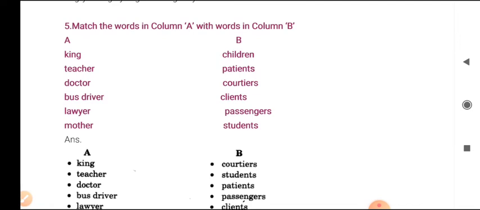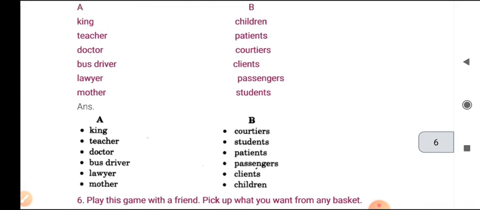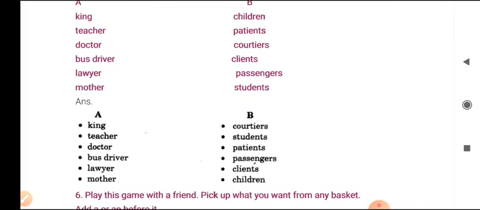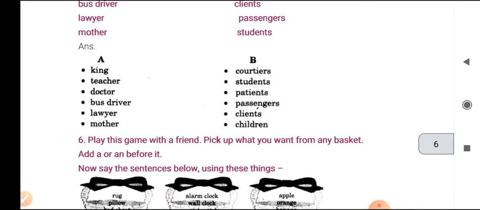Match the words in column A with words in column B. Okay, let's directly read the answer. King, courtiers; teacher, students; doctor, patients; bus driver, passengers; lawyer, clients; mother, children. It's easy.